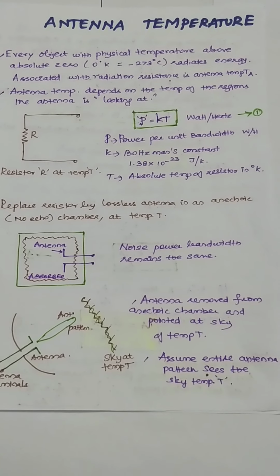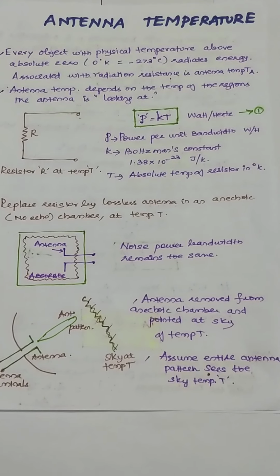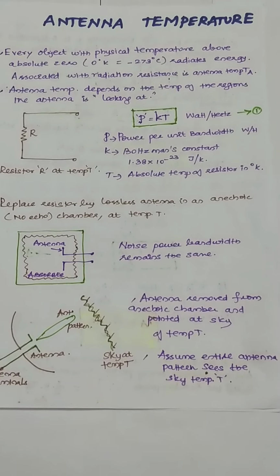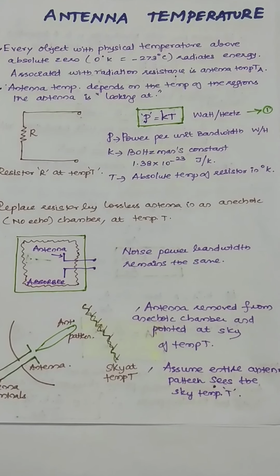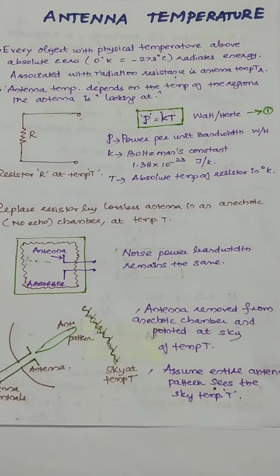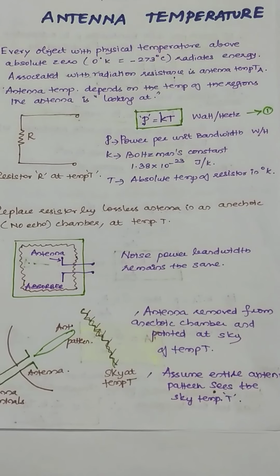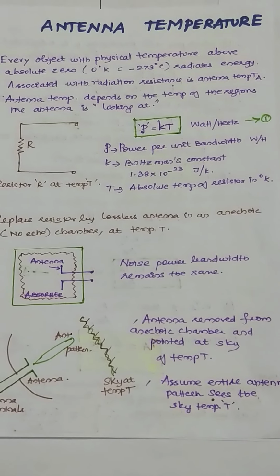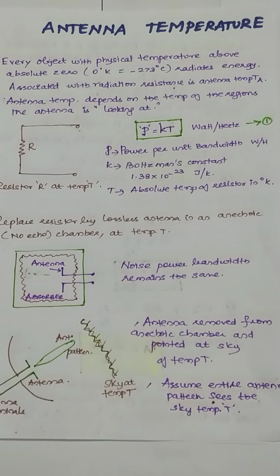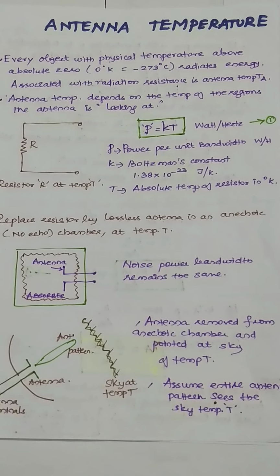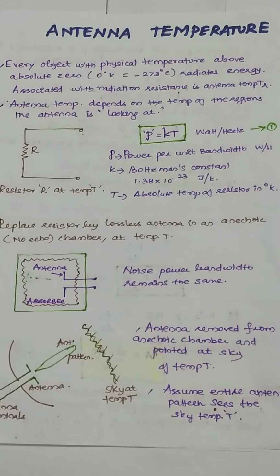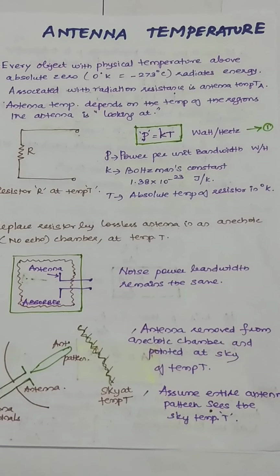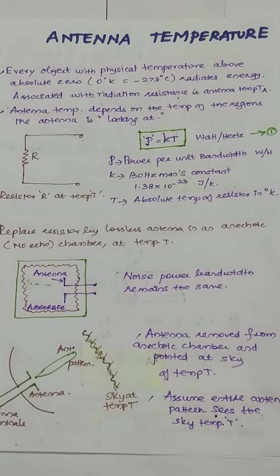Good evening, students. The next parameter which we are going to learn today is antenna temperature. As you know, all objects with a physical temperature greater than absolute zero will radiate energy. So the radiation resistance is in turn related to the antenna temperature defined by TA. And the antenna temperature also depends on the temperature of the regions the antenna is looking at.